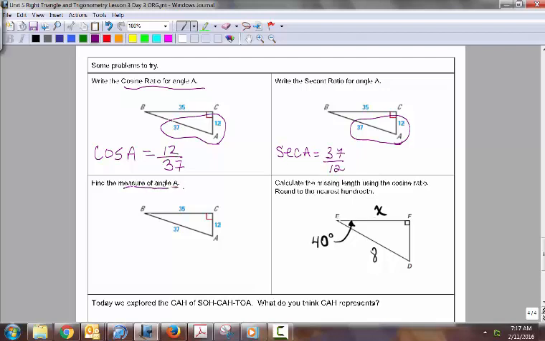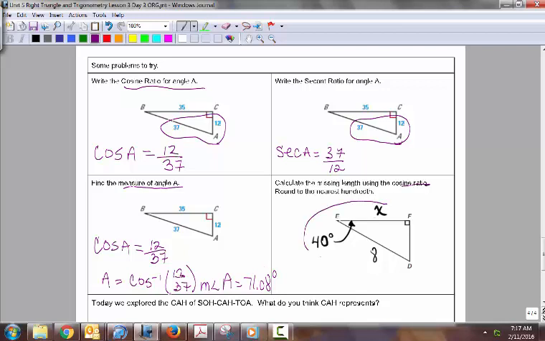Now we need to find the measure of angle A. So we go back to the equation that we wrote. The cosine of A is this ratio of the side adjacent over the hypotenuse, which means angle A is found by using the arc cosine function on this ratio. Once we get our calculator, we find that the measure of angle A is 71.08 degrees.